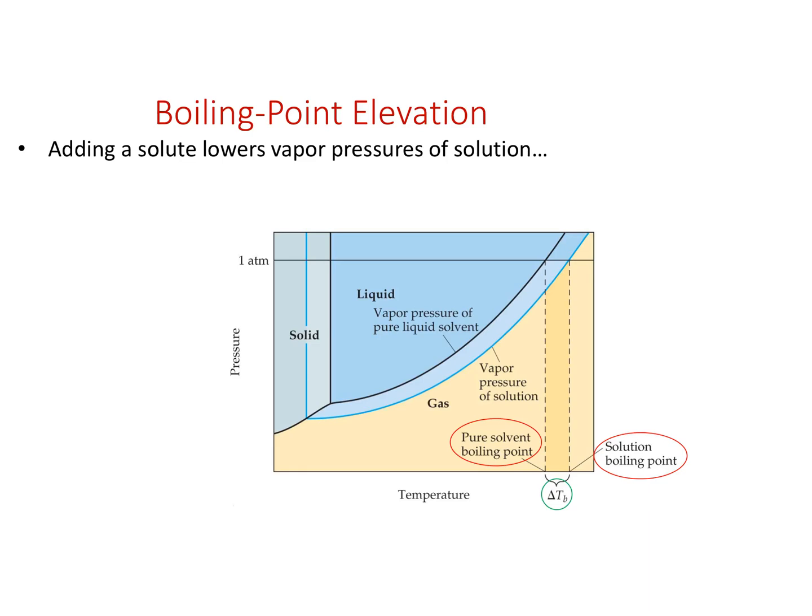So let's just take a look at the boiling point change first. We add that solute. Adding the solute lowers the vapor pressure, and that increases the boiling point of the solution.